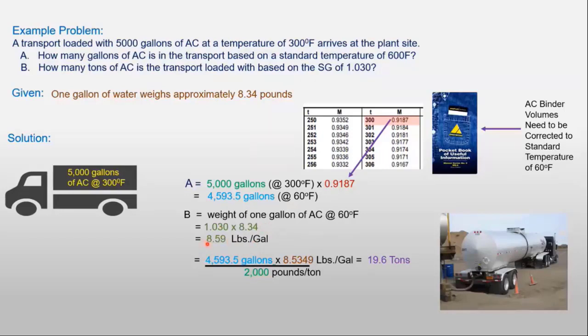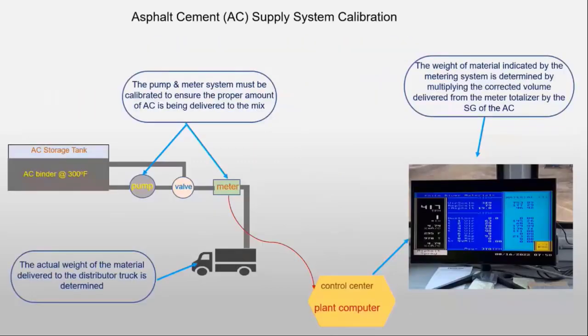Just going through the calculations, your gallons times the pounds divided by 2,000 would actually give you the 19.6 tons. So that's how much 5,000 hot gallons weighs, 19.6 tons. That's how you figure that out.